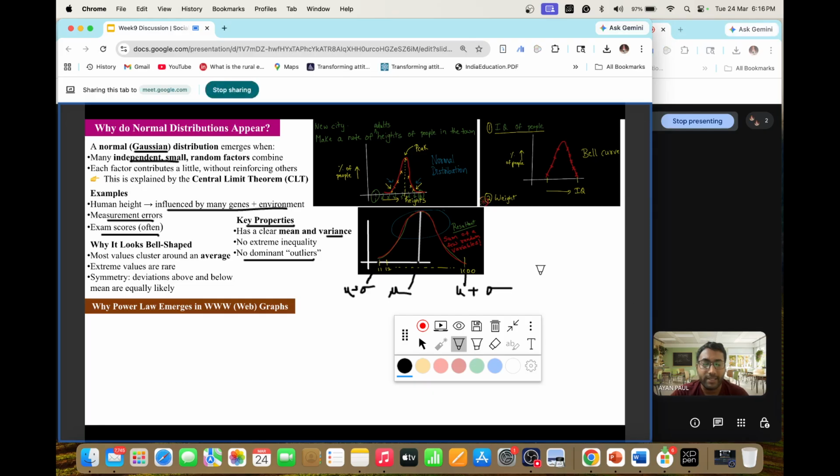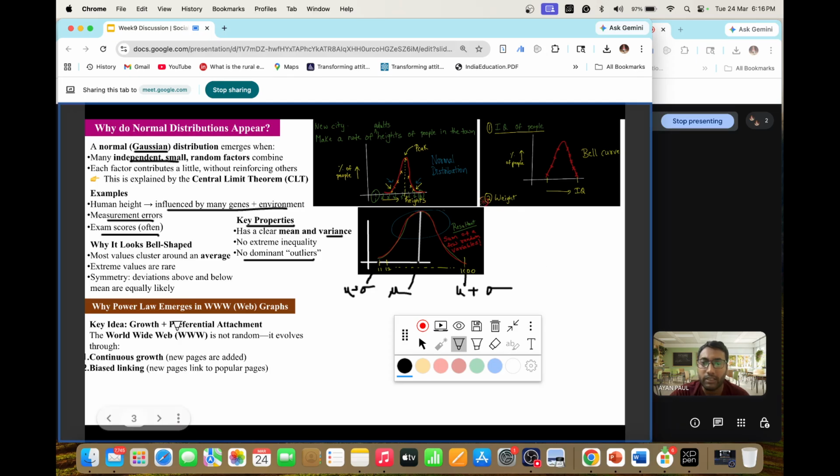Now, why does power law emerge in the WWW graph, or World Wide Web graph? Okay, so the key idea here: growth plus preferential attachment. Preferential attachment means new nodes that are added have some preference about whom to connect to. The World Wide Web is not random. Here in the Gaussian distribution, we are talking about small random factors. But the World Wide Web is not random.